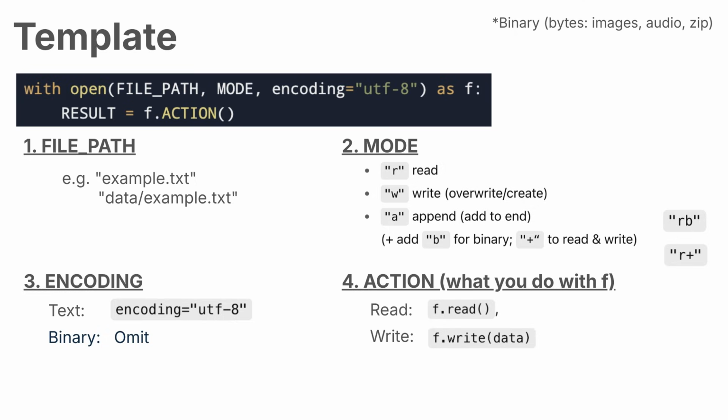3. Encoding. For text files, always say what language you speak. Use encoding utf-8 so special characters don't break. For binary files, you omit encoding, just use rb or wb.